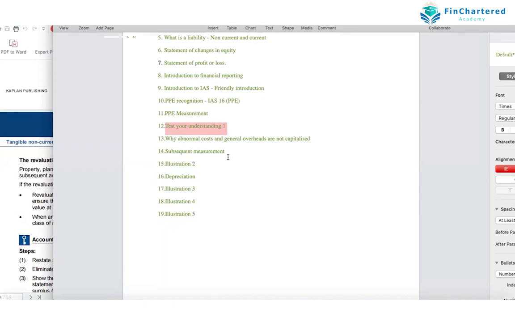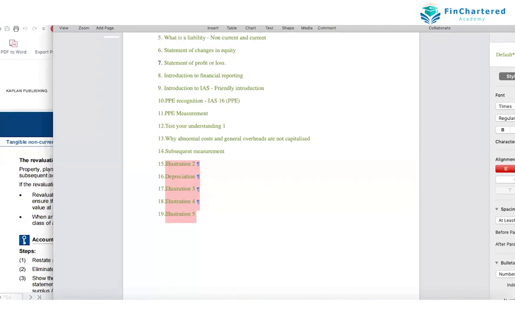What is subsequent measurement? I just mentioned subsequent measurement is basically where once you buy the asset, there would be certain expenses that you have incurred after it. Some of them you will capitalize, some of them you will not. If it enhances the value of the asset, you will capitalize. If it is just a cost of maintaining the asset, you will not capitalize. After which we just saw numericals, we just saw numbers.